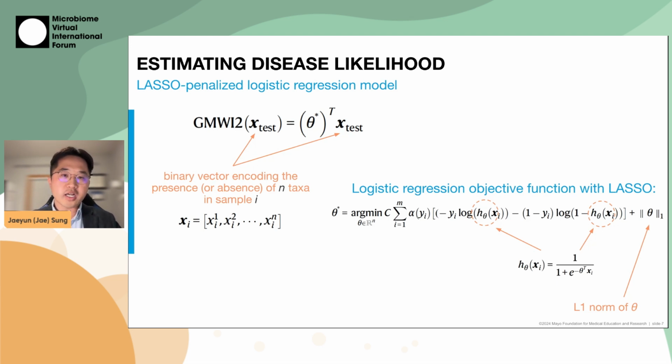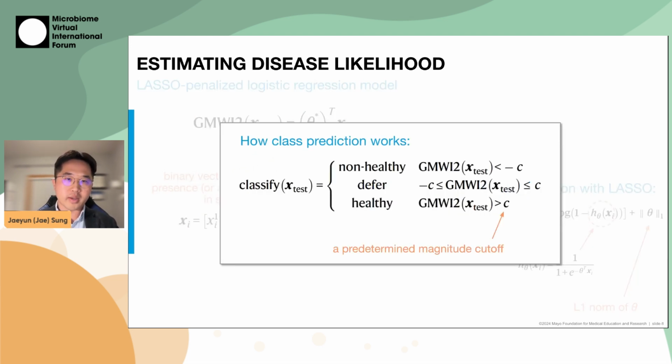So if you get a score for your gut microbiome, how classification works is that if it's below a certain magnitude cutoff, like 0, then you're non-healthy. If you're exactly 0, then you don't make a decision or defer. And if you're above 0, then you're healthy. So in the simplest sense, a positive GMWI2 means you're healthy, and a negative GMWI2 means you're non-healthy.